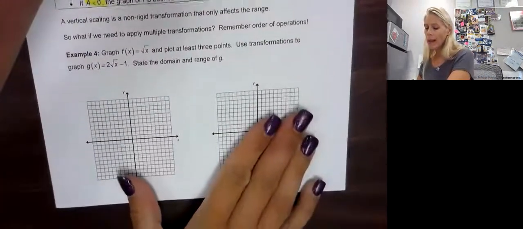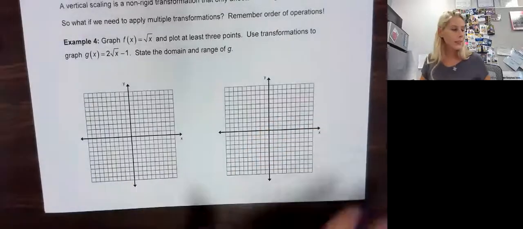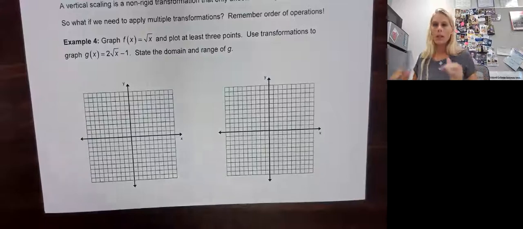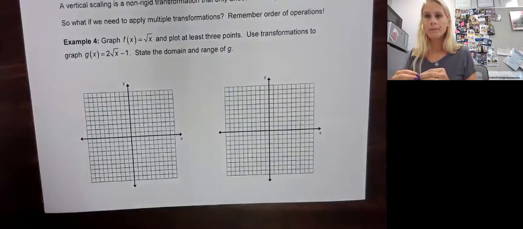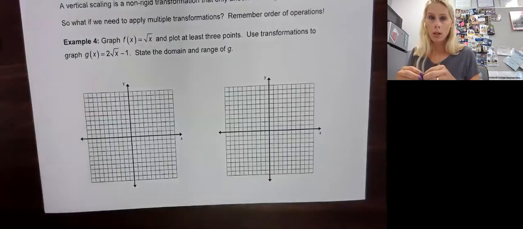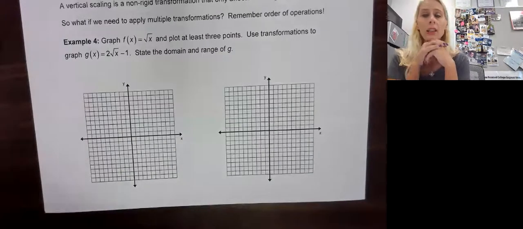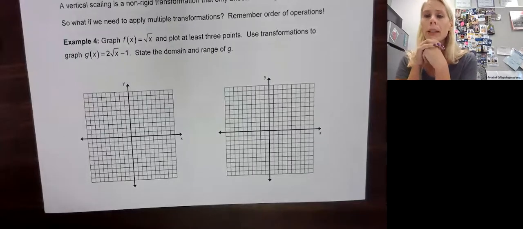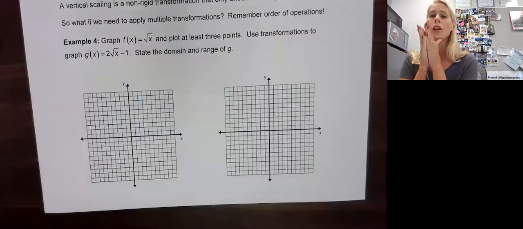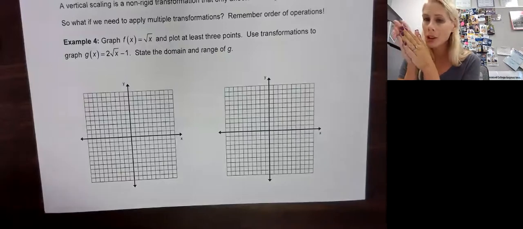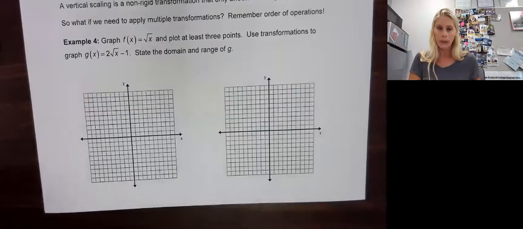So when we have multiple transformations, we need to make sure that we can do them in the correct order, okay? So here it says graph g of x and plot at least 3 points. Use transformations and state the domain and range of g. Now, very, very specific, guys. It says plot at least 3 points. So don't just sketch it out. You have to plot 3 points.